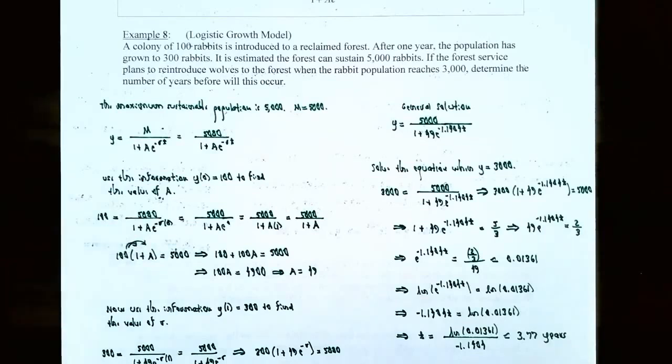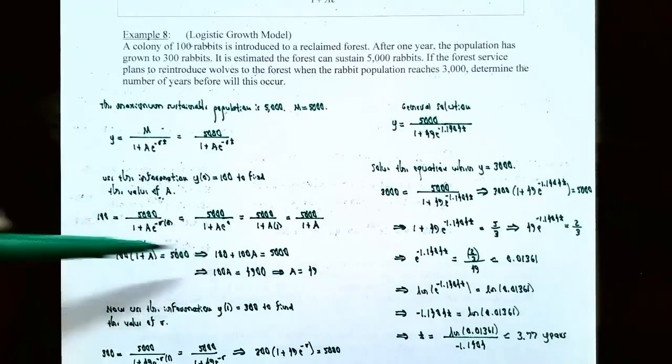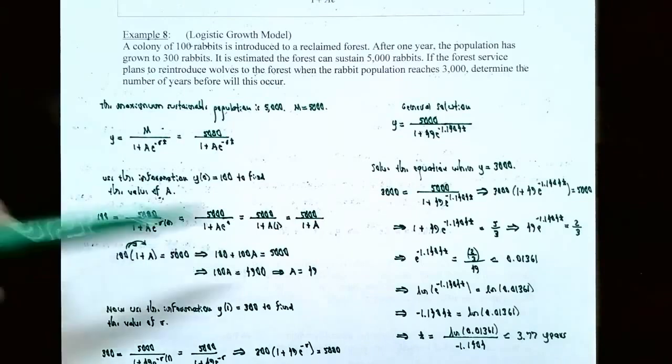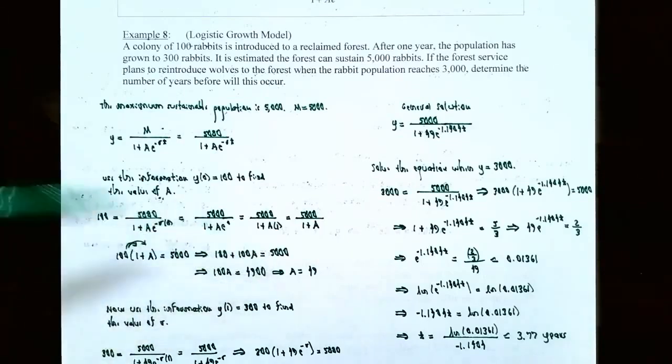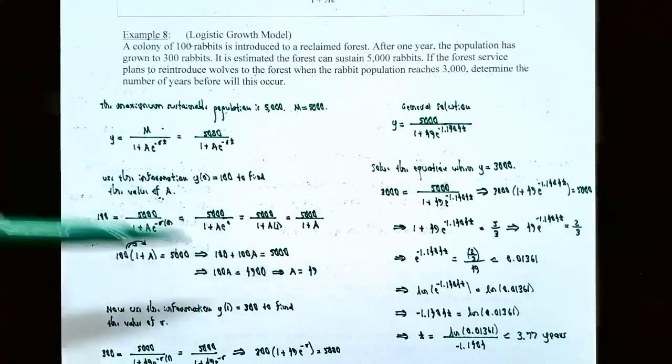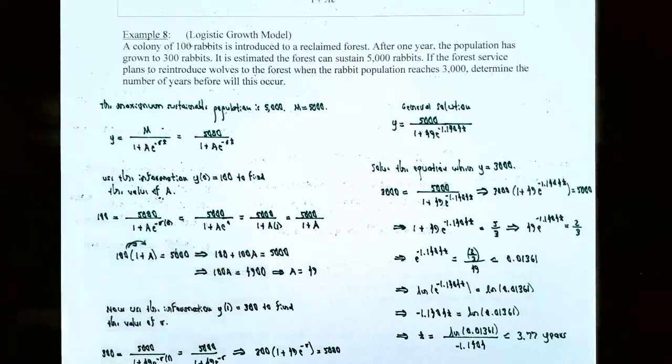Distribute the 100 through the parentheses to remove the parentheses. So 100 times 1 is 100, 100 times A, 100A, is equal to 5,000. Solve for A, so subtract 100 on both sides of the equation. So 100 times A is equal to 4,900, or A is equal to 49 after you divide both sides of the equation by 100. So we found the unknown constant A.